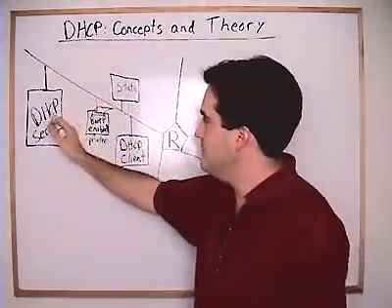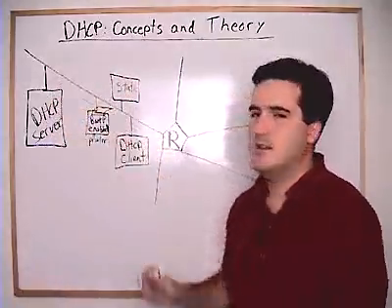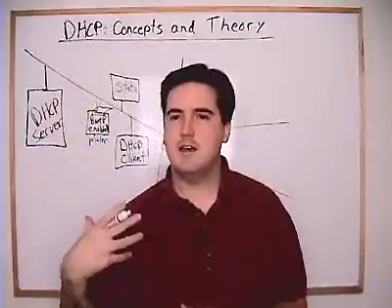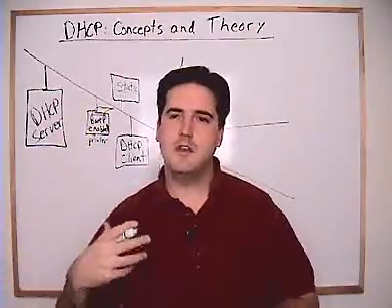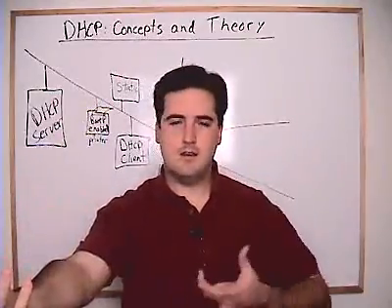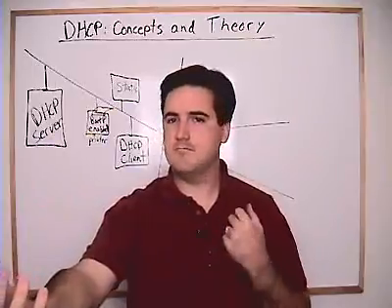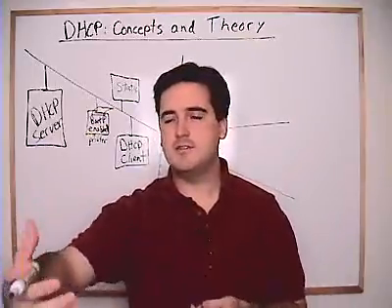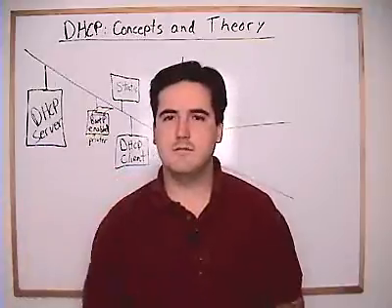So if there's a DHCP server on that segment, the DHCP server will say, hey, I can help you out with that IP address, and offers an IP address to the client. The client takes that offer and says, yes, I agree to using that IP address. The server says, okay, you're confirmed.